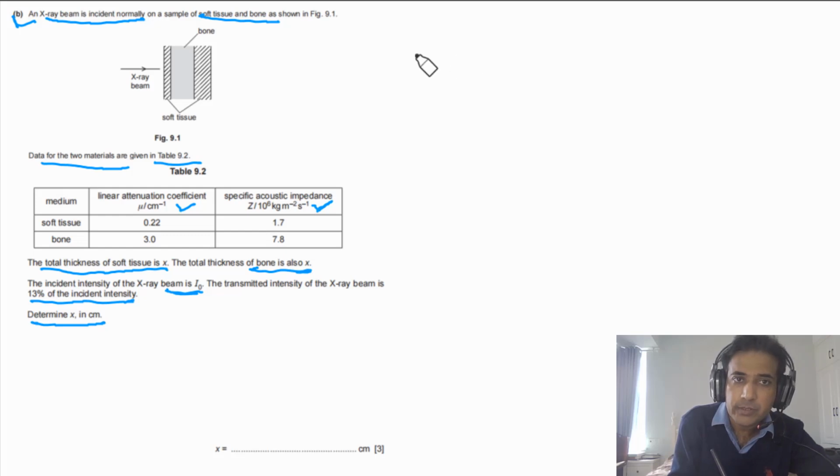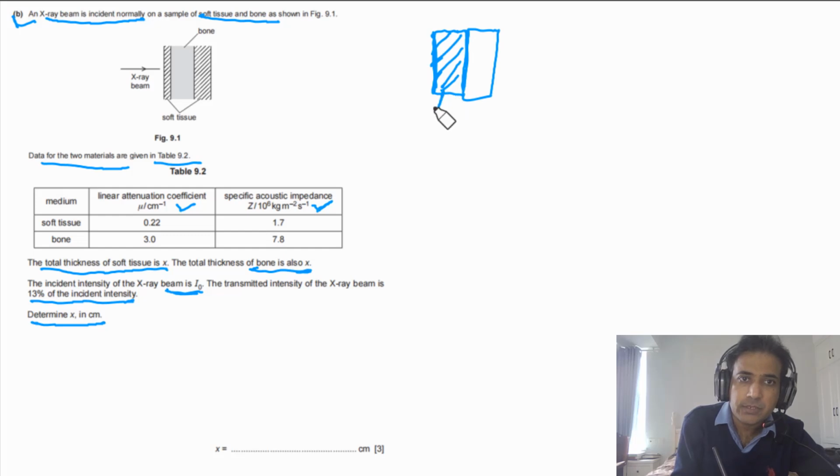The simpler way to answer this question is, first of all, we can combine the soft tissue. So this is representing soft tissue, and here we have the bone. So this second part is the bone. The thickness of this one is X, so this thickness is given. This thickness is X and this thickness is also X.